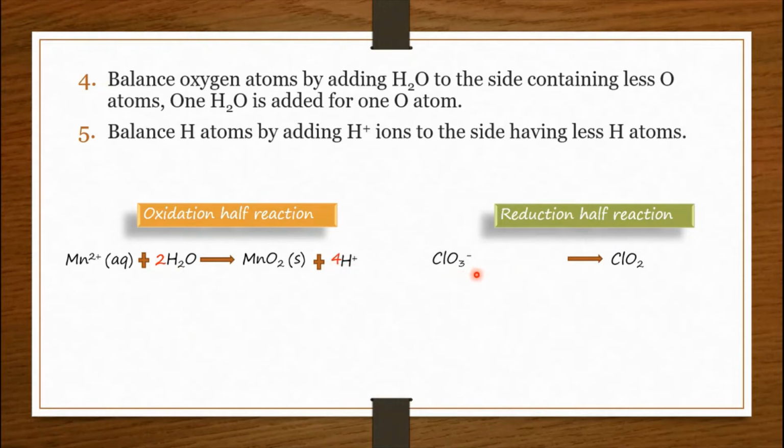Now balance the oxygen atoms in the reduction half reaction. In the reduction half reaction, there are 3 oxygen on the left hand side of the equation, while there are 2 oxygen on the right hand side of the equation. So we have to add 1 water molecule on the right hand side of the equation. Now balance the hydrogen. So here there are 2 hydrogens. So we have to add 2 H+ on the left hand side of the equation.